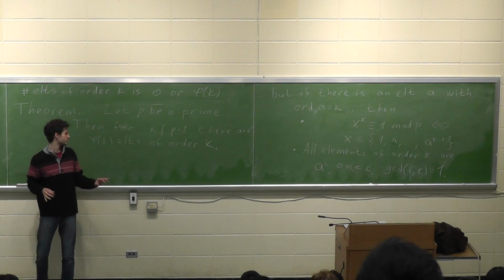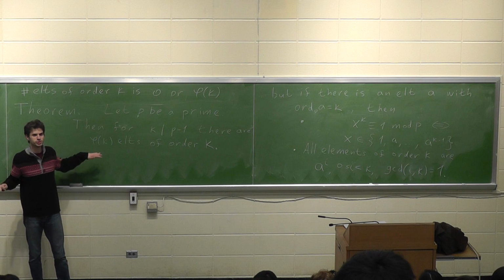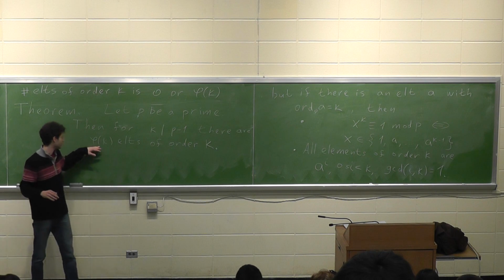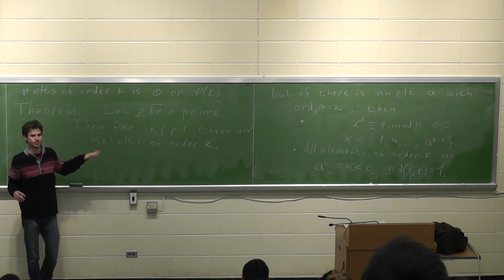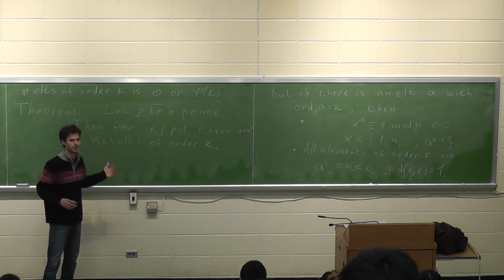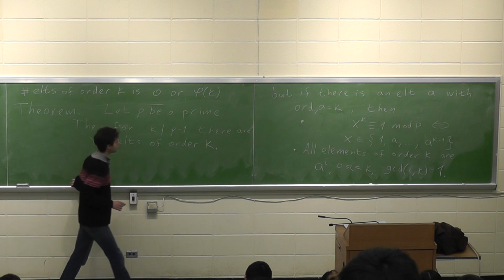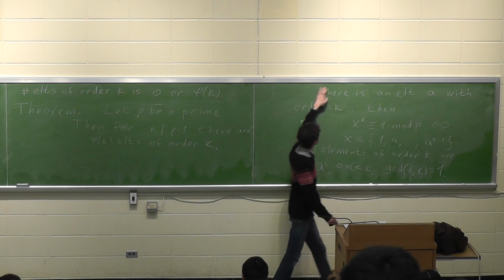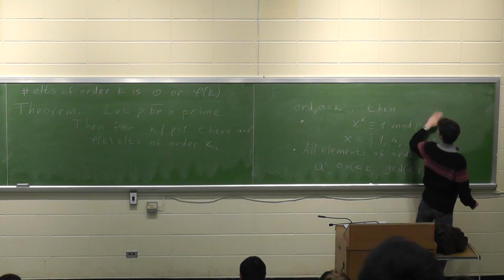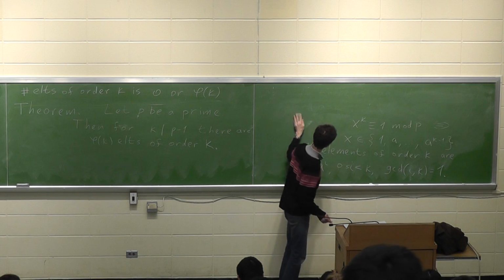So for now we know it's either this or there are just no elements of order k, and we want to prove that there is at least one element of this order, or rather that there are exactly that many. So let me try to prove the theorem.